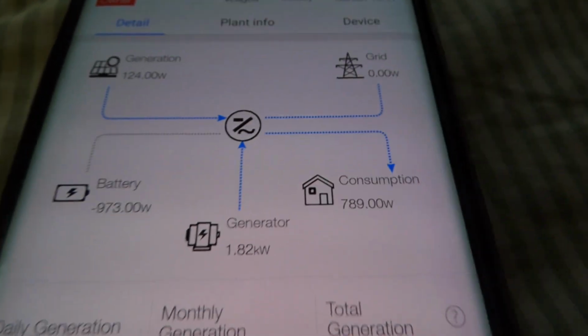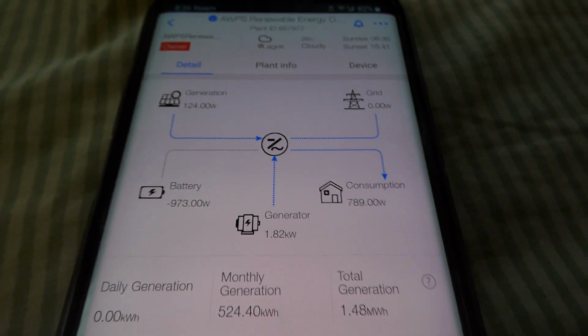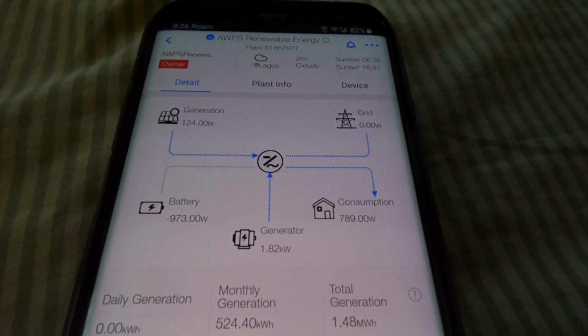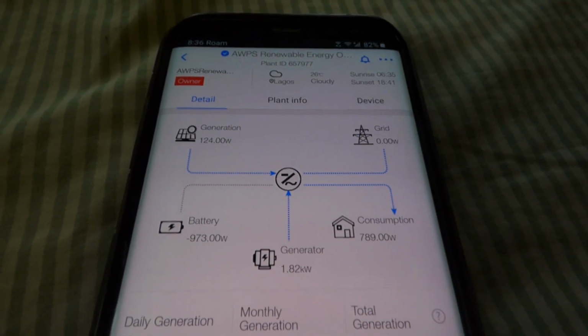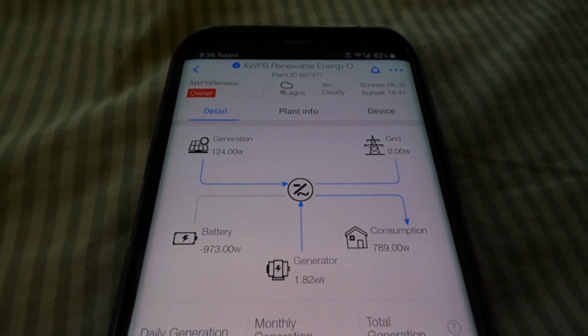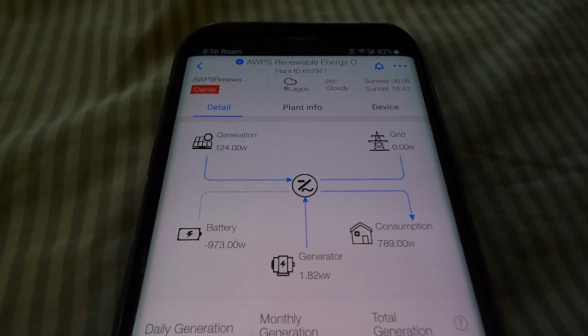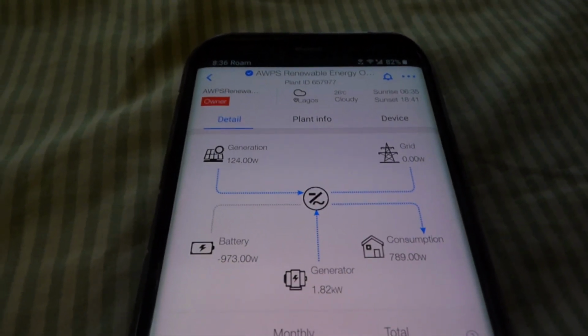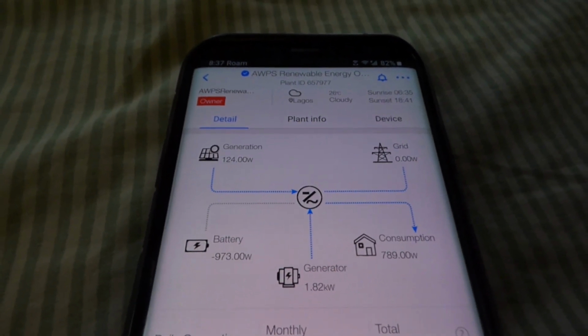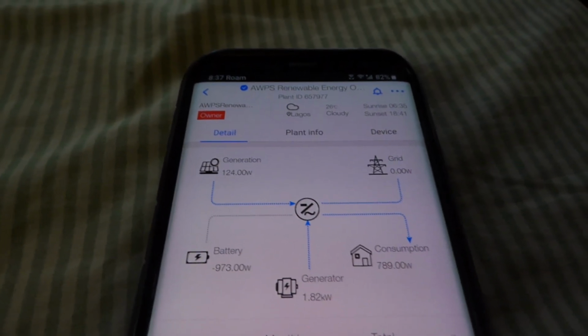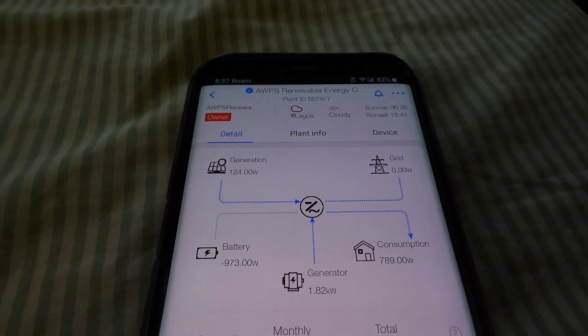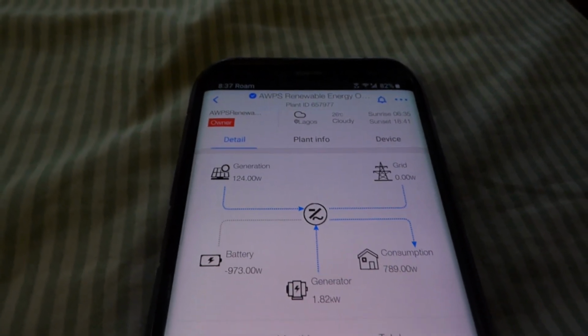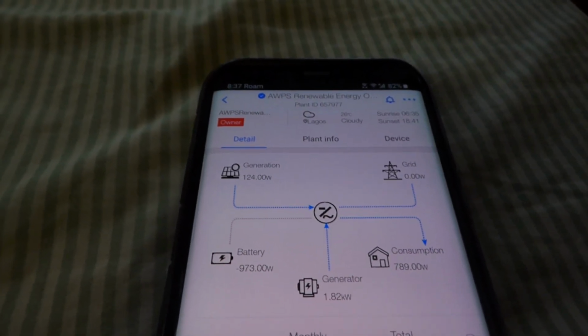He's consuming 789. So this particular customer has his gen set up, and the gen will start, the inverter will start the gen, charge the batteries while powering the loads, and then turn itself off after 3 hours. That's what we programmed it to run for a maximum of 3 hours. And the reason we did 3 hours is because we set the charge current at 30 amps.